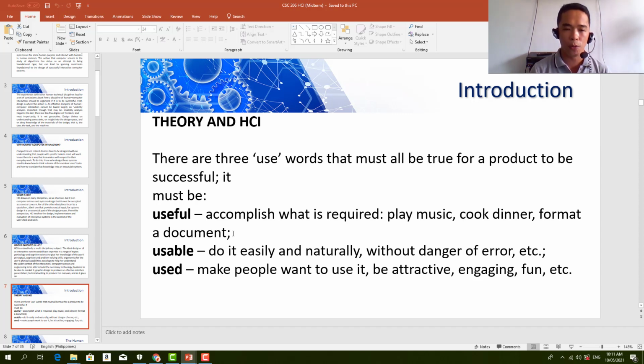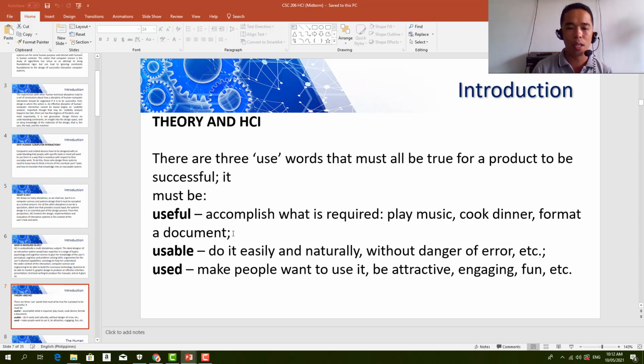First is useful, meaning to say it can accomplish what is required, because the system is made based on the needs of the target user. So the system should accomplish what the target user wants. So if the system you developed cannot accomplish the needs of your users, it is not a successful system.